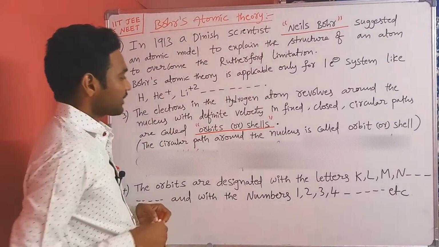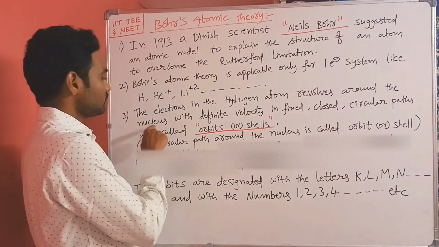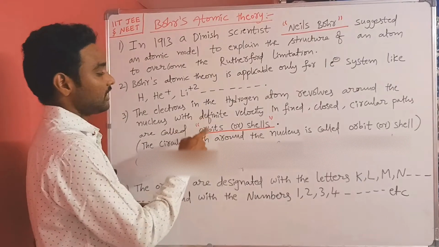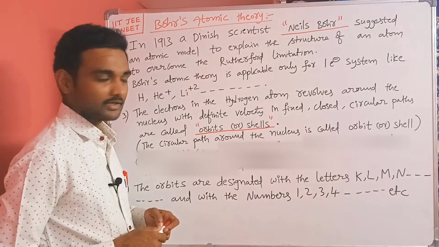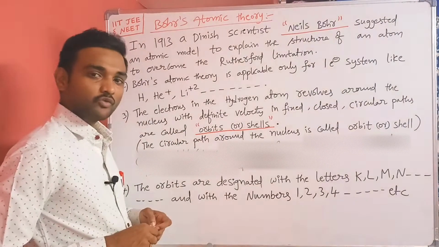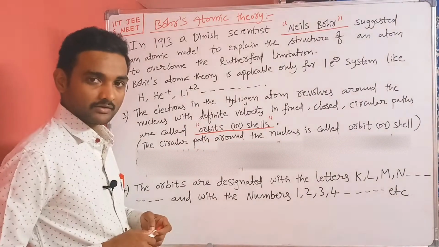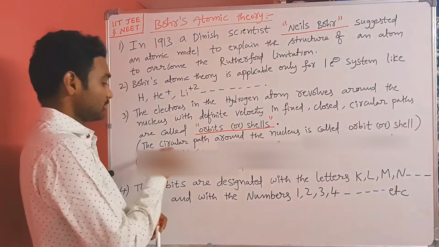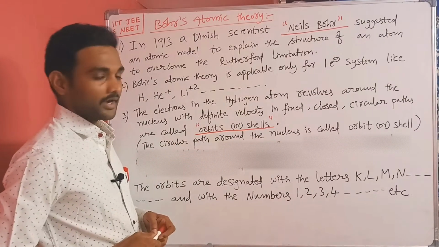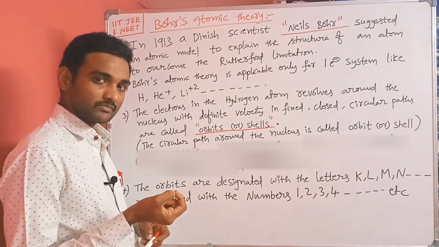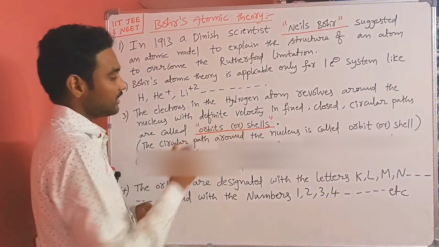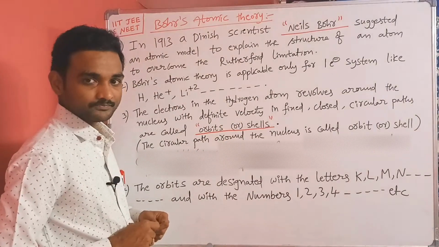Third point, the electrons in the hydrogen atom revolve around the nucleus with definite velocity in fixed closed circular paths called orbits or shells. Simply, what is an orbit? The circular path around the nucleus is called an orbit or shell. One more definition: the region where the probability, in the sense chance, of finding an electron around the nucleus is maximum is called an orbit or shell. This orbit or shell was introduced by Niels Bohr, remember.